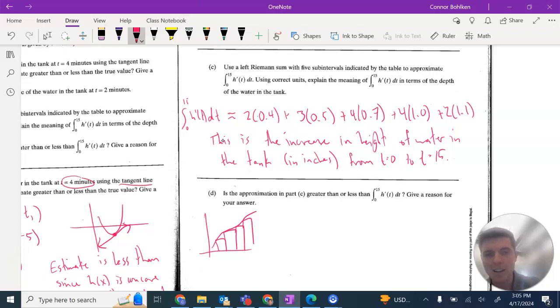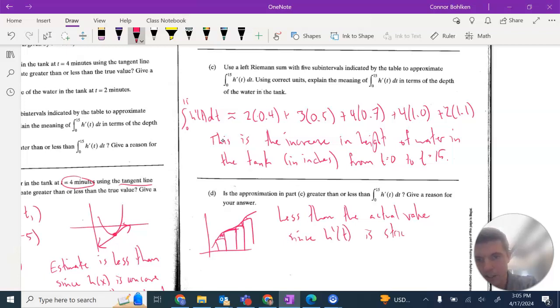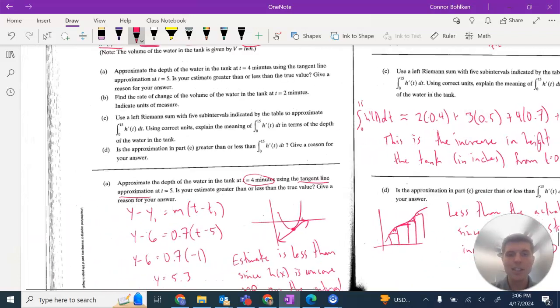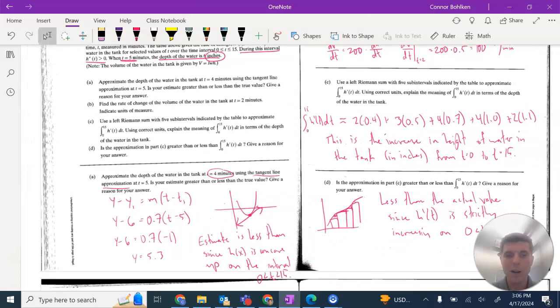It's less than. There's going to be extra space that I haven't counted for, because h prime of t is increasing. So less than the actual value, since h prime of t is strictly increasing. Strictly increasing just means it never stops to decrease based on what we can see on the interval from 0 less than t less than 15. That's all we got to do here. This one, table problem, definitely one we should be able to do. Hopefully that went well. Nice work.